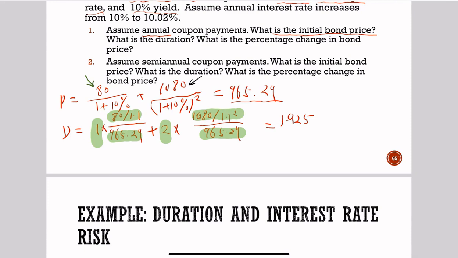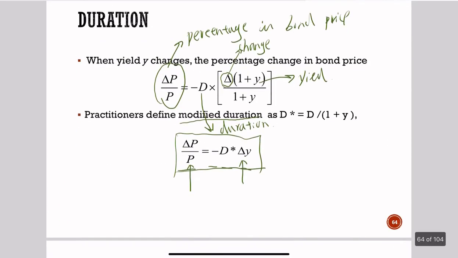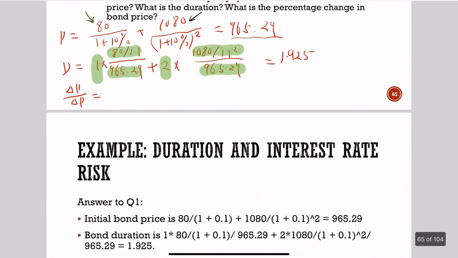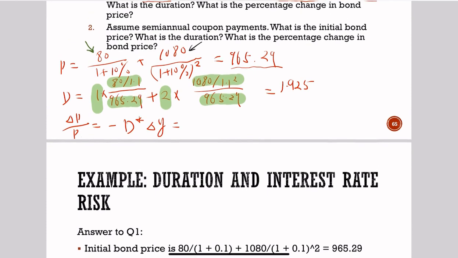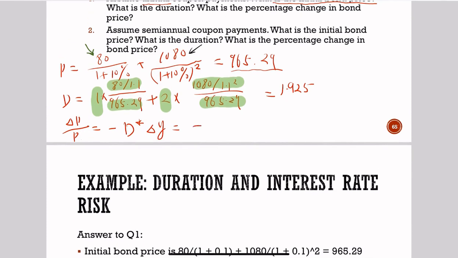Now let's answer the second question. What is the percentage change in bond price? So we want to look at the bond price. What do we do here? We will just use this formula here, right? According to this formula, the change equals minus modified duration times the change in yield. Modified duration equals duration divided by 1 plus yield, which is 1.925. And here you would use the original yield, right? You should use the 10% yield.